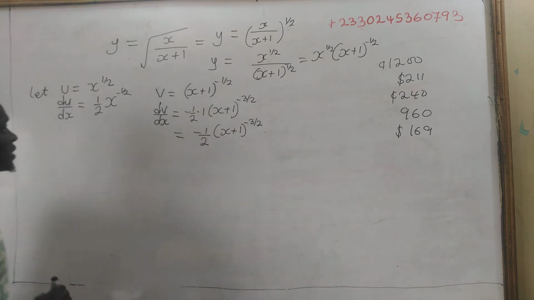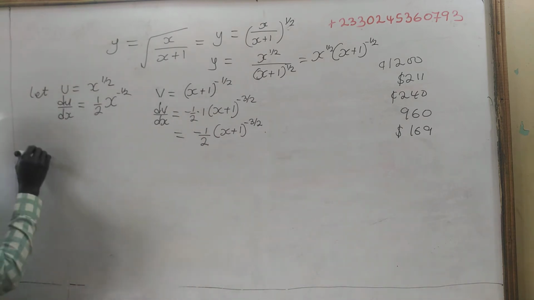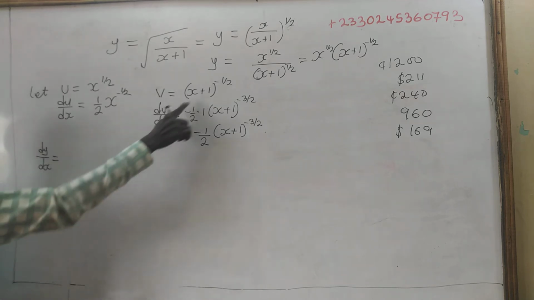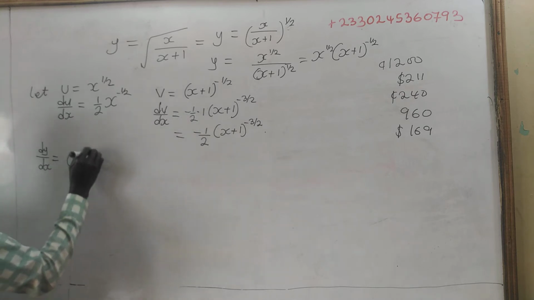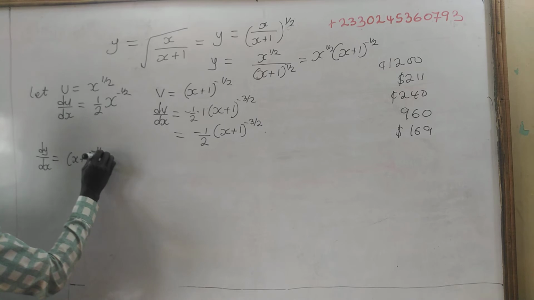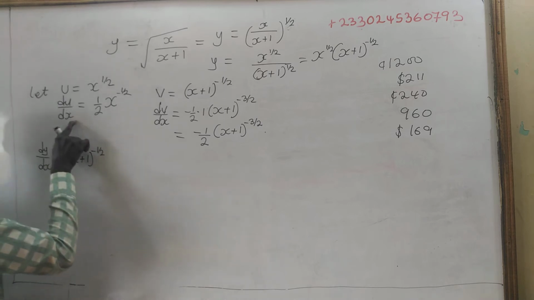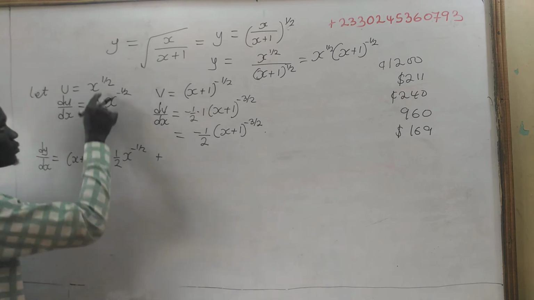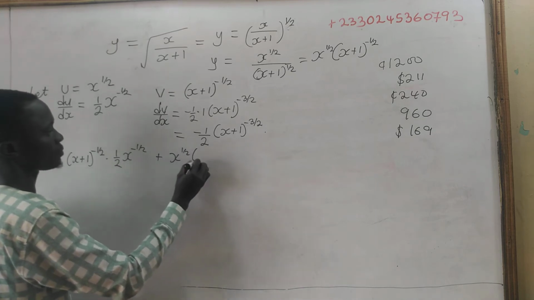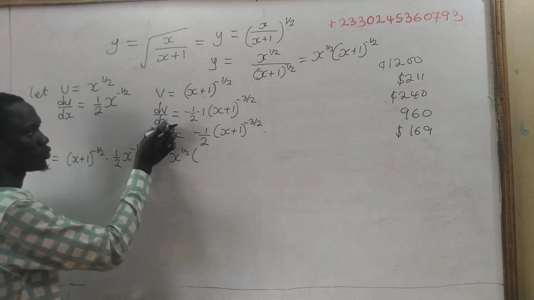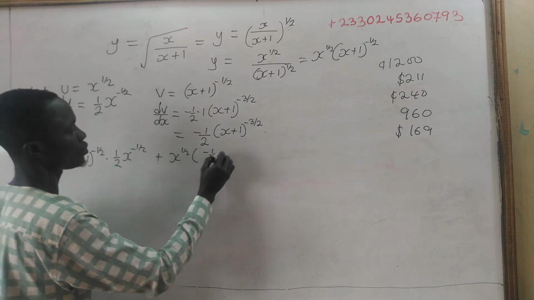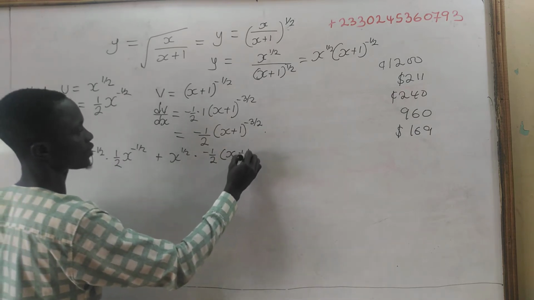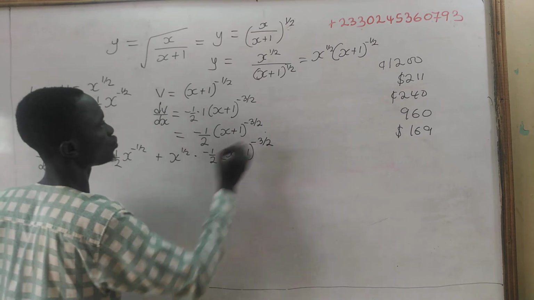So now let us apply the product rule. The derivative of y with respect to x will be equal to (x+1) to the power negative 1/2 times the derivative of u with respect to x, 1/2 times x to the power negative 1/2, plus u, x to the power 1/2, times the derivative of v with respect to x, that is negative 1/2 times (x+1) to the power negative 3/2.